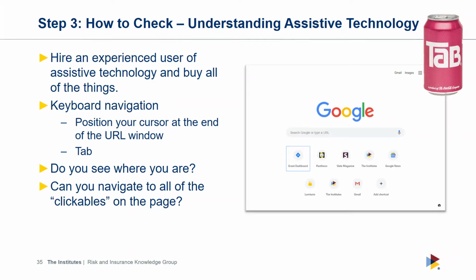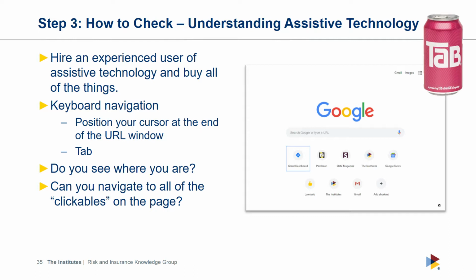One of the first things that you're going to want to do is get out your keyboard navigation. All you have to do is position your cursor at the end of the URL window in the browser and tab away. You want to be able to see where you are. This is a focus outline. Marketing hates them. They think they are unsightly.